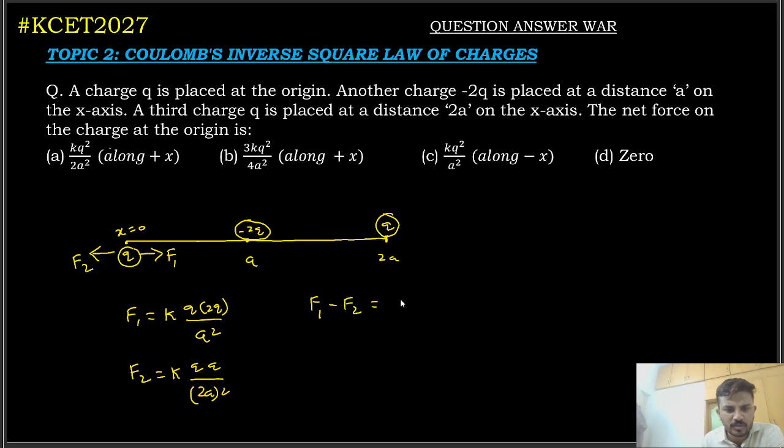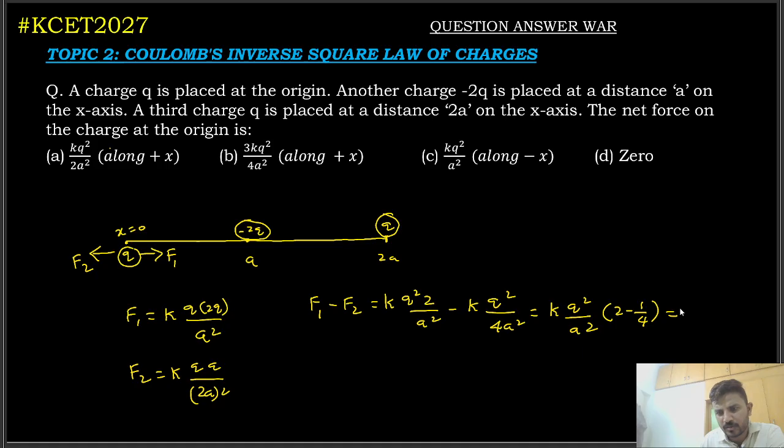F1 minus F2. F1 is K Q square into 2 divided by a square, minus K Q square by 4a square. If you take common K Q square by a square, 2 minus 1 by 4, that is equal to 8 minus 1 is 7, so 7 K Q square by 4a square. That option itself is not given. Somewhere something is missing. Okay, so consider this is your answer.